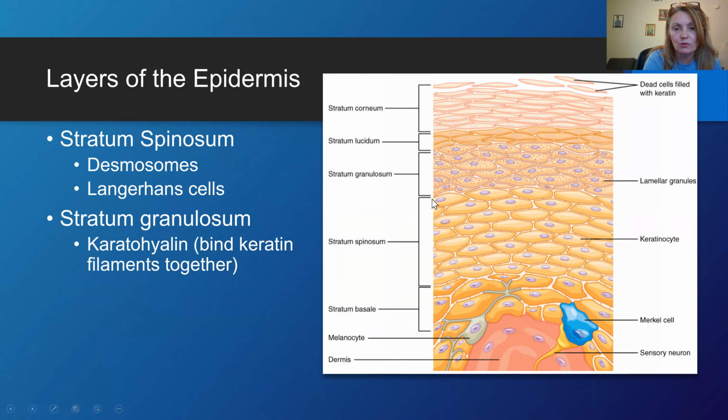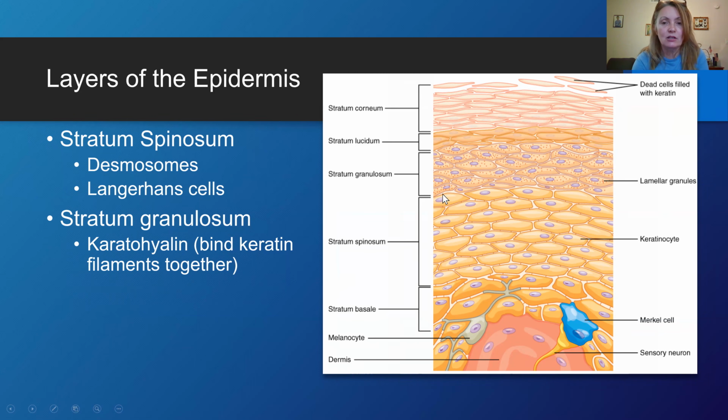So here's the stratum spinosum. It's several layers of cells. And what happens with these keratinocytes? They start synthesizing lots of proteins. So you will find a bundle of proteins inside these keratinocytes. It's pre-keratin. It's not keratin yet, but that's a protein that will be transformed into keratin.